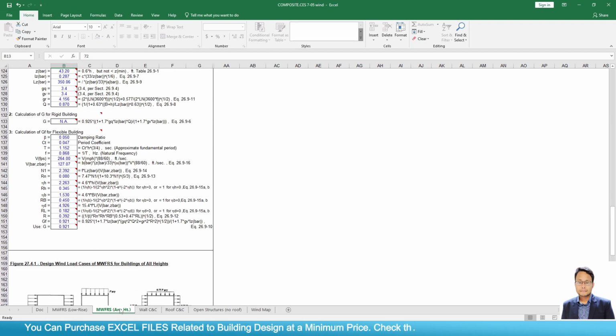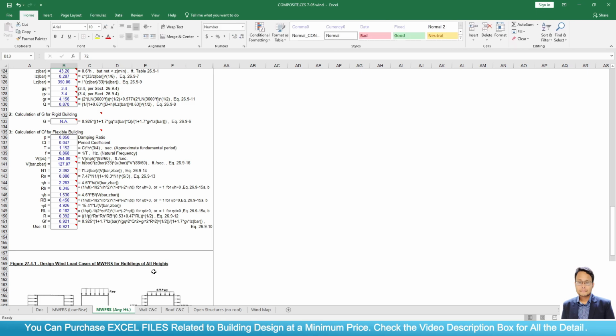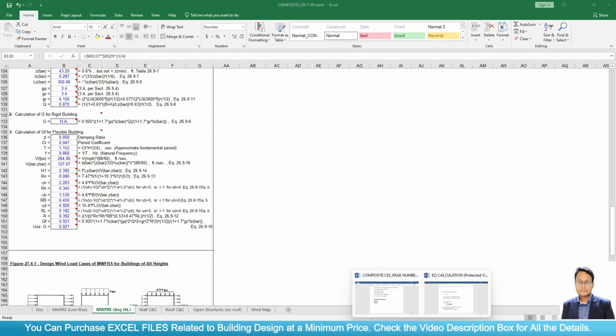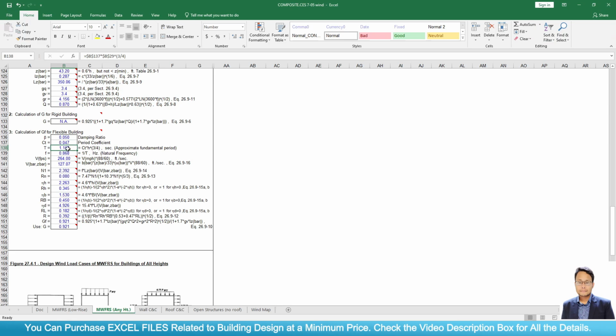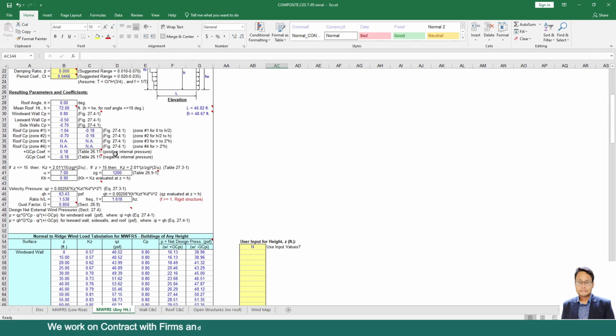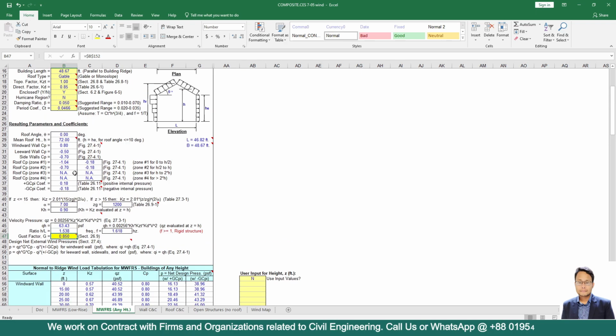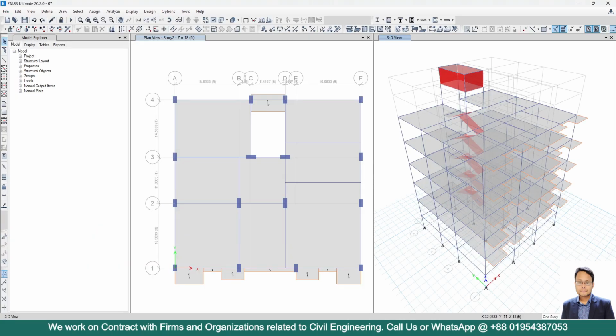Just unprotect the sheet. Okay, just write down the value of time period here, which was 0.618. Okay, that's the thing. Now here we will get the actual Gust factor value, actual windward coefficient and leeward coefficient. Okay, so let's go to ETABS.